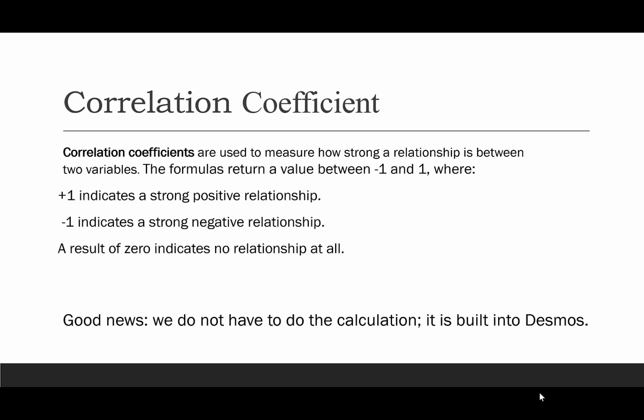Correlation coefficients are used to measure how strong a relationship is between two variables, in our case usually x and y. The formula returns a value between negative 1 and 1, where positive 1 indicates a strong positive relationship, negative 1 indicates a strong negative relationship. A result of 0 indicates no relationship at all. I have good news, we don't have to do the calculation, it's built into Desmos.